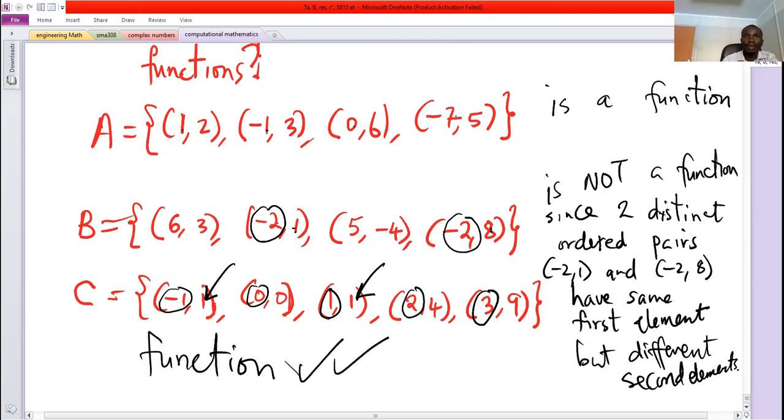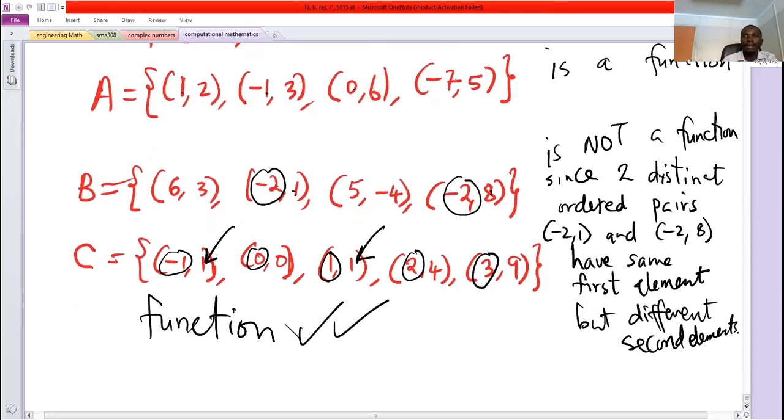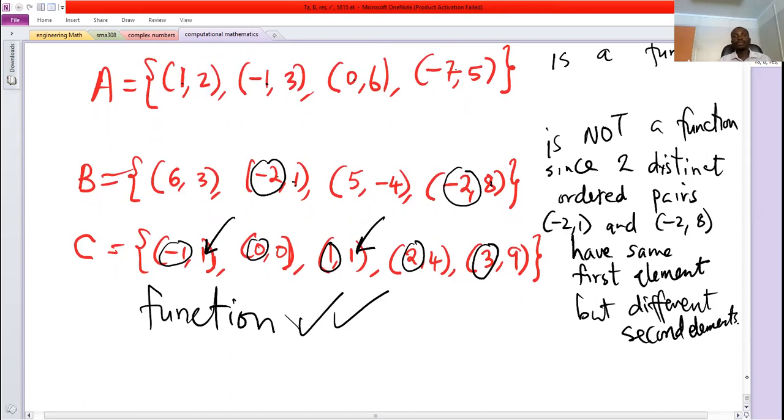So that is how we identify functions from relations, how we sketch or graph relations, and how we give examples of relations. The next session will discuss how to find the domain and range of relations. Thank you.